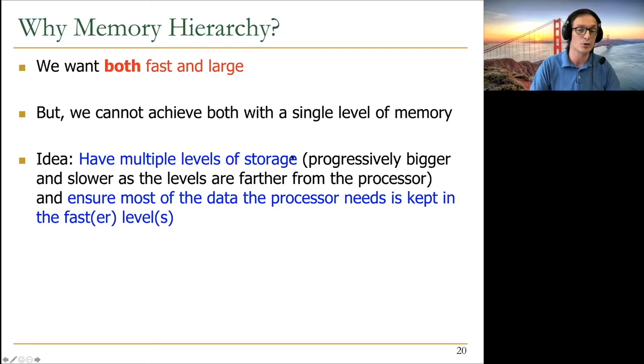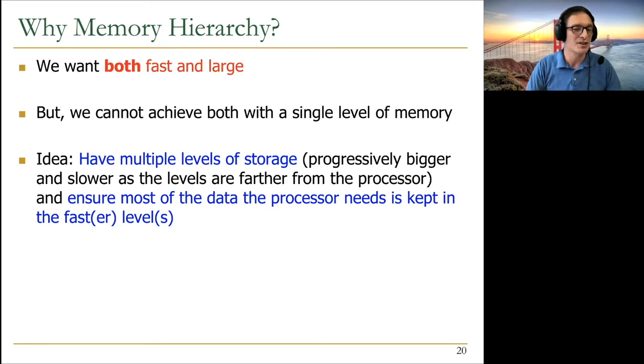And the idea of a memory hierarchy is very simple. Have multiple levels of storage or memory. They get progressively bigger and slower as the levels become farther away from the processor or the compute units. And you manage these levels such that you ensure most of the data the processor needs is kept at the faster levels. So whenever the processor needs data, ideally you get it from the fast level and you don't need to access the slow levels. But the slow levels are there so that you can have access to large amounts of data. Whenever you're accessing data, hopefully you get it from the fast levels. That's the idea of a memory hierarchy. You get the best of both worlds: low latency memory as well as very high capacity memory.